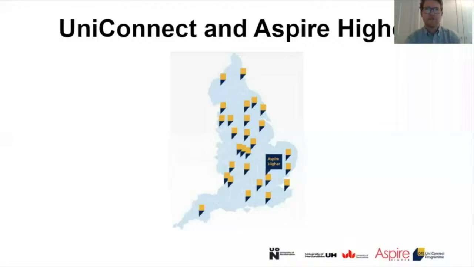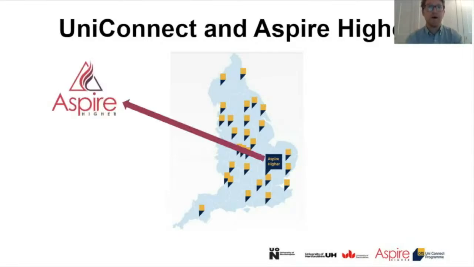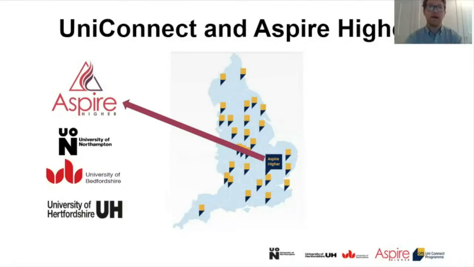The Office for Students UniConnect programme brings together 29 partnerships of universities, colleges and other local partners to deliver outreach programmes to young people in years 9 to 13. Our work focuses on local areas where higher education participation is lower than might be expected, given the GCSE results of the young people who live there. Aspire Higher is one of these 29 consortia. University of Northampton work in partnership with the University of Bedfordshire and the University of Hertfordshire to connect local schools and colleges with universities and employers, helping learners to access a variety of opportunities.